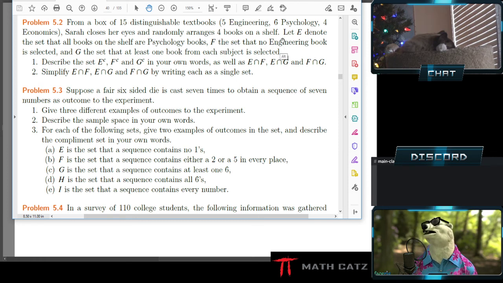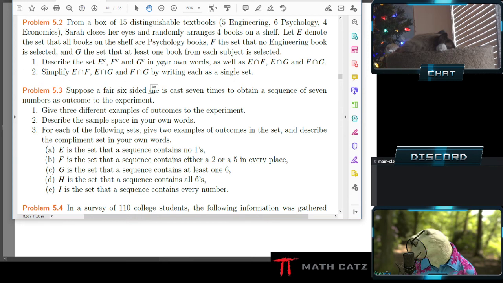But I can also place extra restrictions on what that arrangement of 4 books should look like. For example, E has the restriction that they should all be psychology books. Now I can't just do anything. Some of these arrangements will satisfy the requirement that E has, and some of them won't. Some of them will be in the E circle, some of them won't.